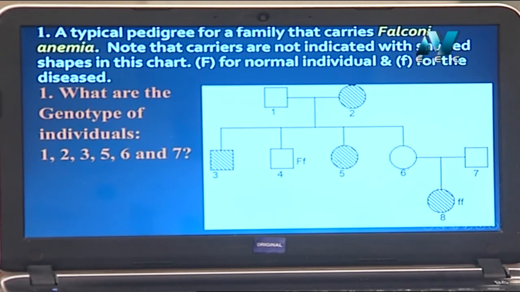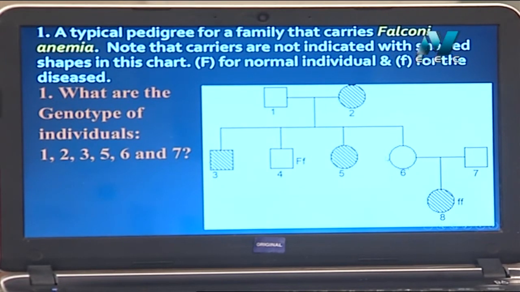Number 5, small f, small f. Number 6, what do you think? Yes, it must be capital F, small f. Number 7 married number 6 and got a diseased girl. And the diseased girl is small f, small f. So she got f from each parent. That means number 6 and number 7 must be hybrid as well.